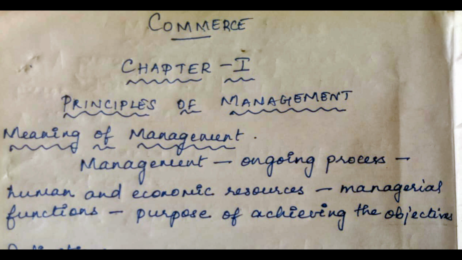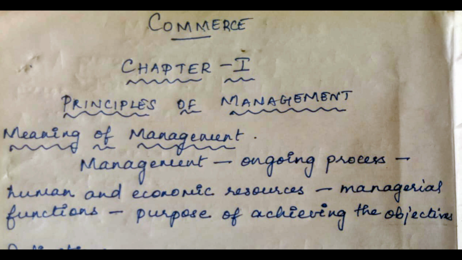Meaning of management. Management is an ongoing process of allocating human and economic resources, through managerial functions, for the purpose of achieving the objectives. What are the managerial functions? The managerial functions here mean planning, organizing, directing and controlling.